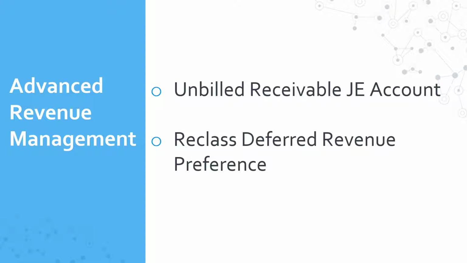Additionally, there is a new accounting preference called Exclude Contract Assets from FX Reclassification, which controls whether foreign currency revaluation for contract assets occurs during deferred revenue reclassification. By default, this setting is turned on, so be sure to consider whether you need to turn it off once your account is upgraded.